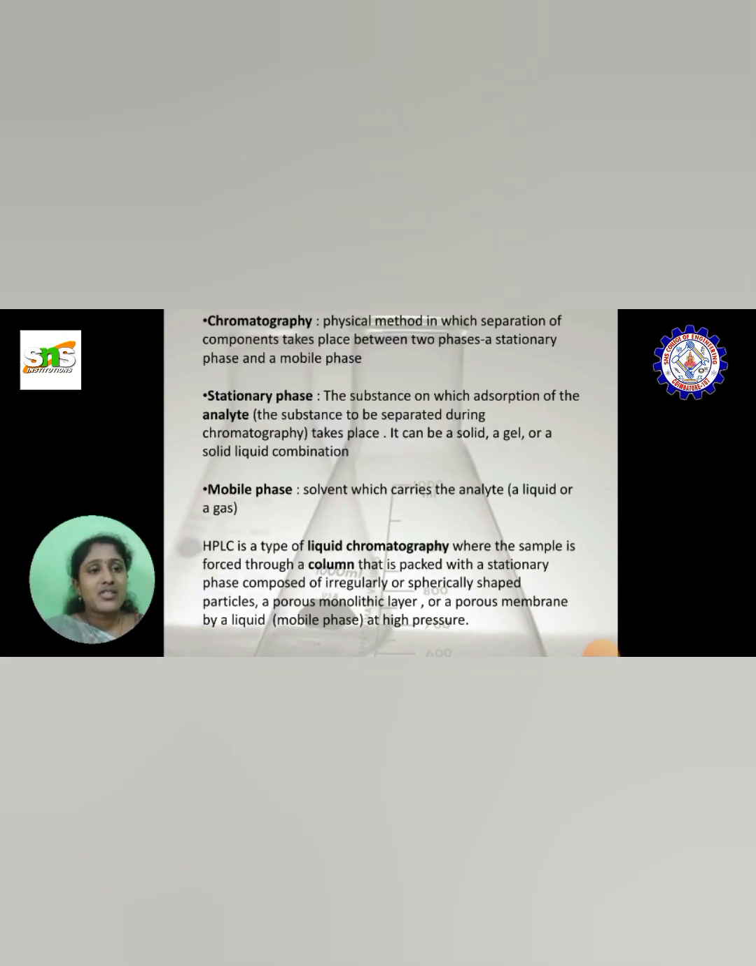Chromatography is a physical method in which separation of compounds takes place between two phases, the stationary phase and the mobile phase. Stationary phase: the substance on which adsorption of the analyte, the substance to be separated, takes place during chromatography. It can be a solid, a gel or a solid-liquid combination. Mobile phase: the solvent which carries the analyte, a liquid or gas. HPLC is a type of liquid chromatography where the sample is forced through a column that is packed with a stationary phase composed of irregularly or spherically shaped particles, a porous monolithic layer or a porous membrane, by a liquid mobile phase at high pressure.